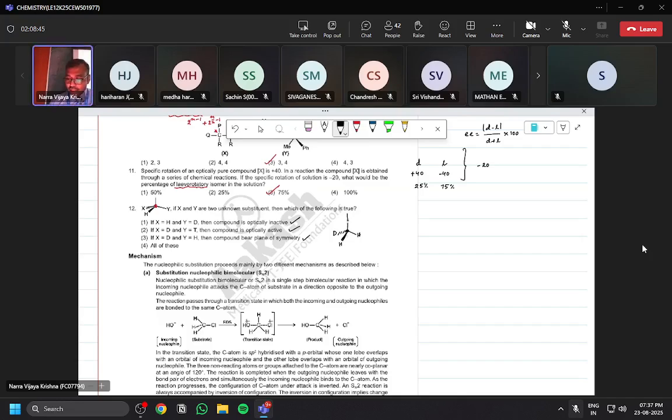I can cut the molecule like this. This side H, that side H. D is in my plane. My plane will be like this. D will be in my plane. Correct or not? So the answer is all of this. Next one.